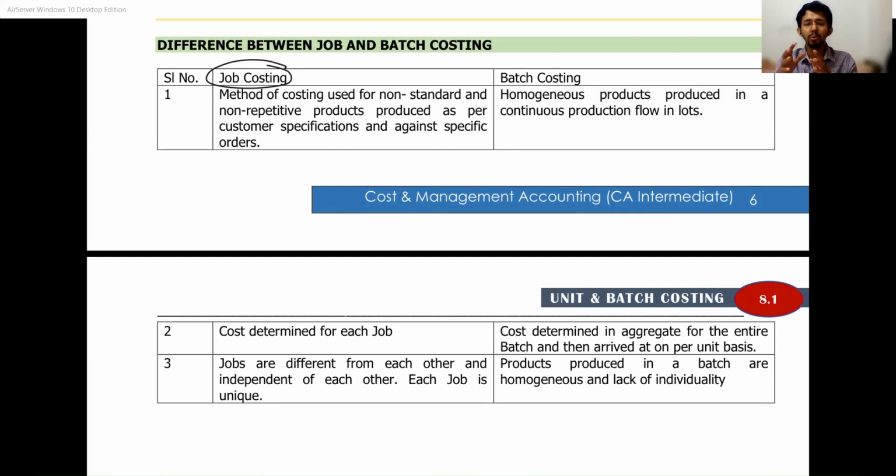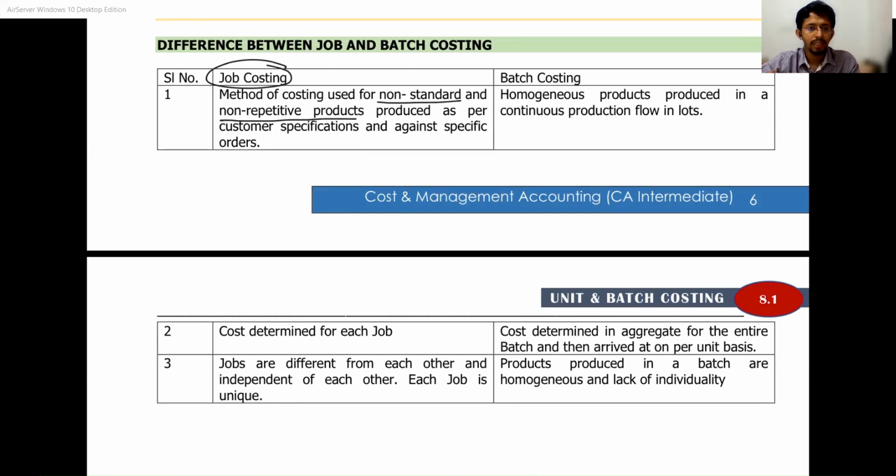So in that case, what you do? The cost has to be computed for each job separately, for which we use what? Job costing. Whereas batch costing is generally used for homogeneous products. Homogeneous products produced in lots or batches. Got it? So we will just read this. Job costing, a method of costing used for non-standard and non-repetitive products. That's what I told you.